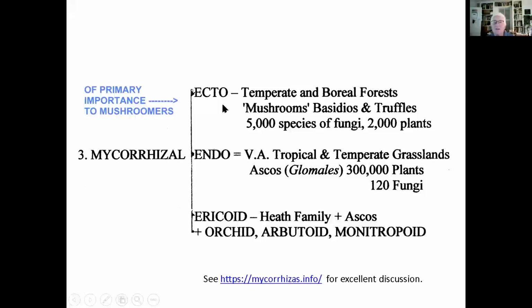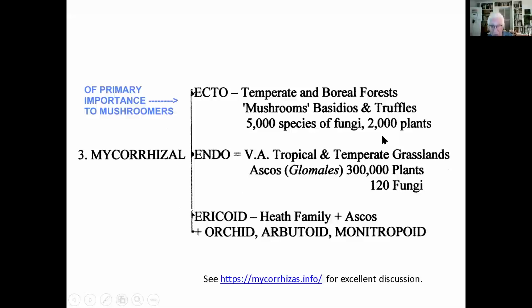There are 2 types of mycorrhizae which we'll talk about. Mushroomers are almost always interested in ectomycorrhizal fungi. They're in temperate and boreal forests. They include mushrooms that grow on top of the ground, basidiomycetes, and truffles that grow under the ground.